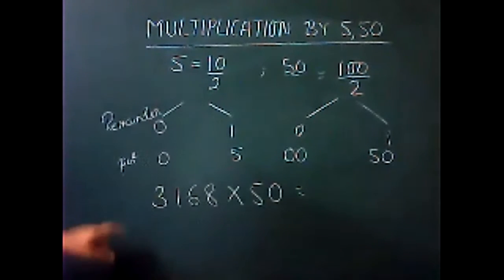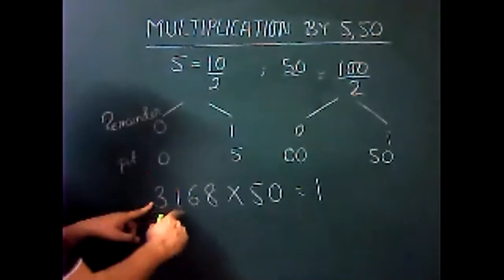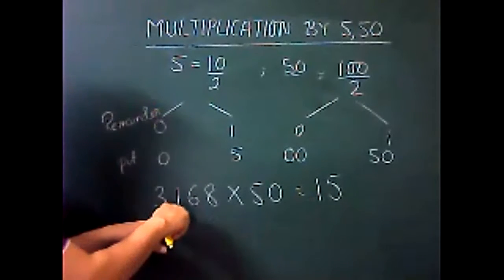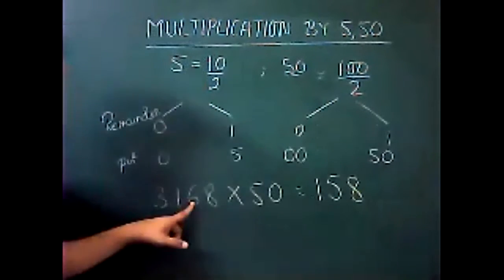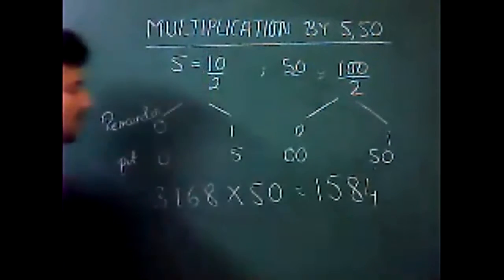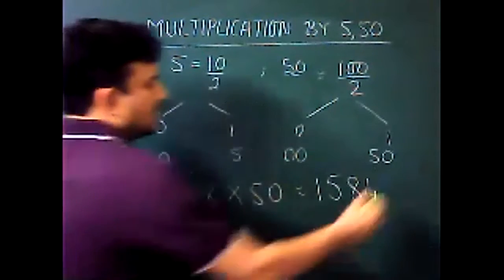So how will it go? 3 divided by 2 is 1. Now 1 and 1 becomes 11. Divided by 2 is 5. 1 remaining. 1 and 6 becomes 16. Divided by 2 is 8. 8 divided by 2 is 4. Now the remainder is 0. So you will put double 0 at the end.